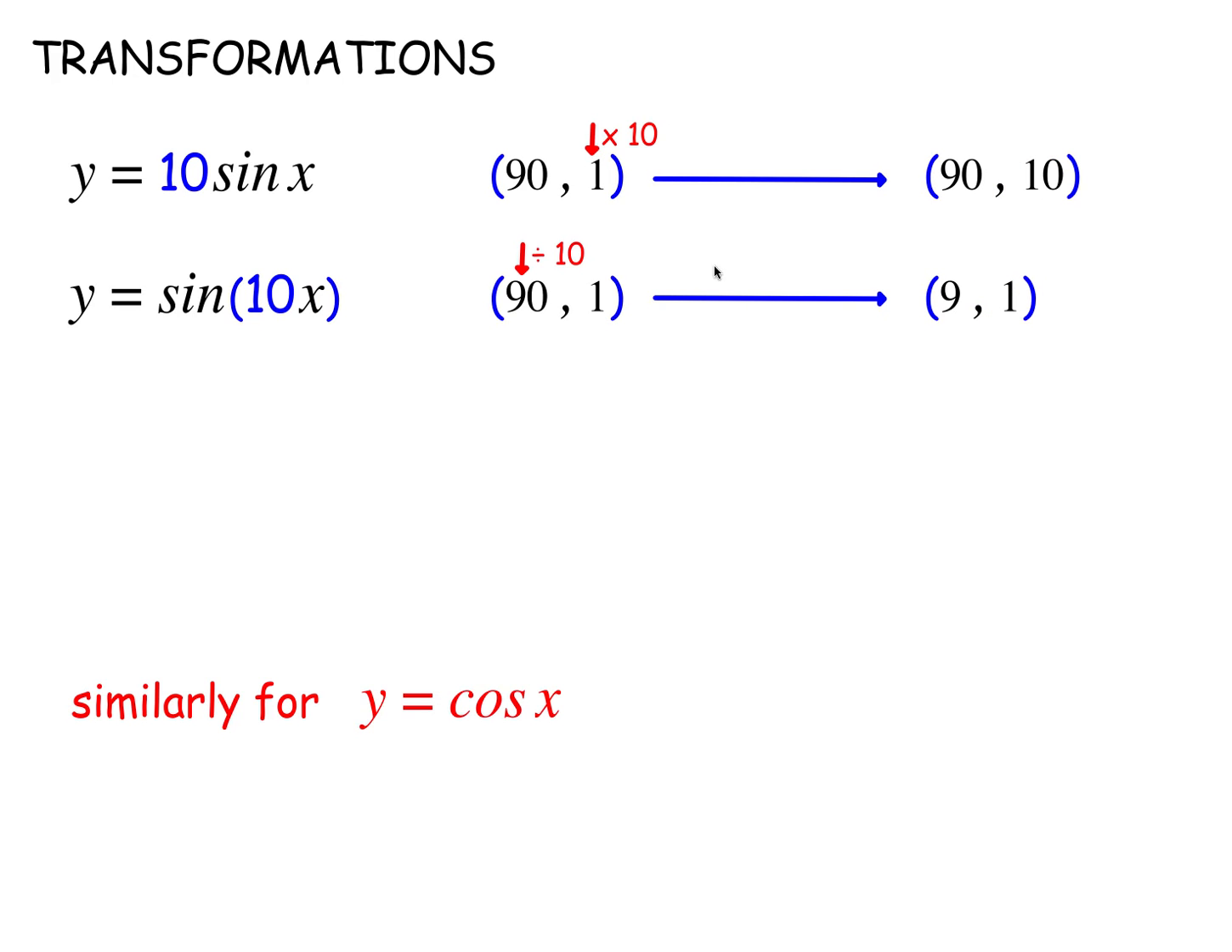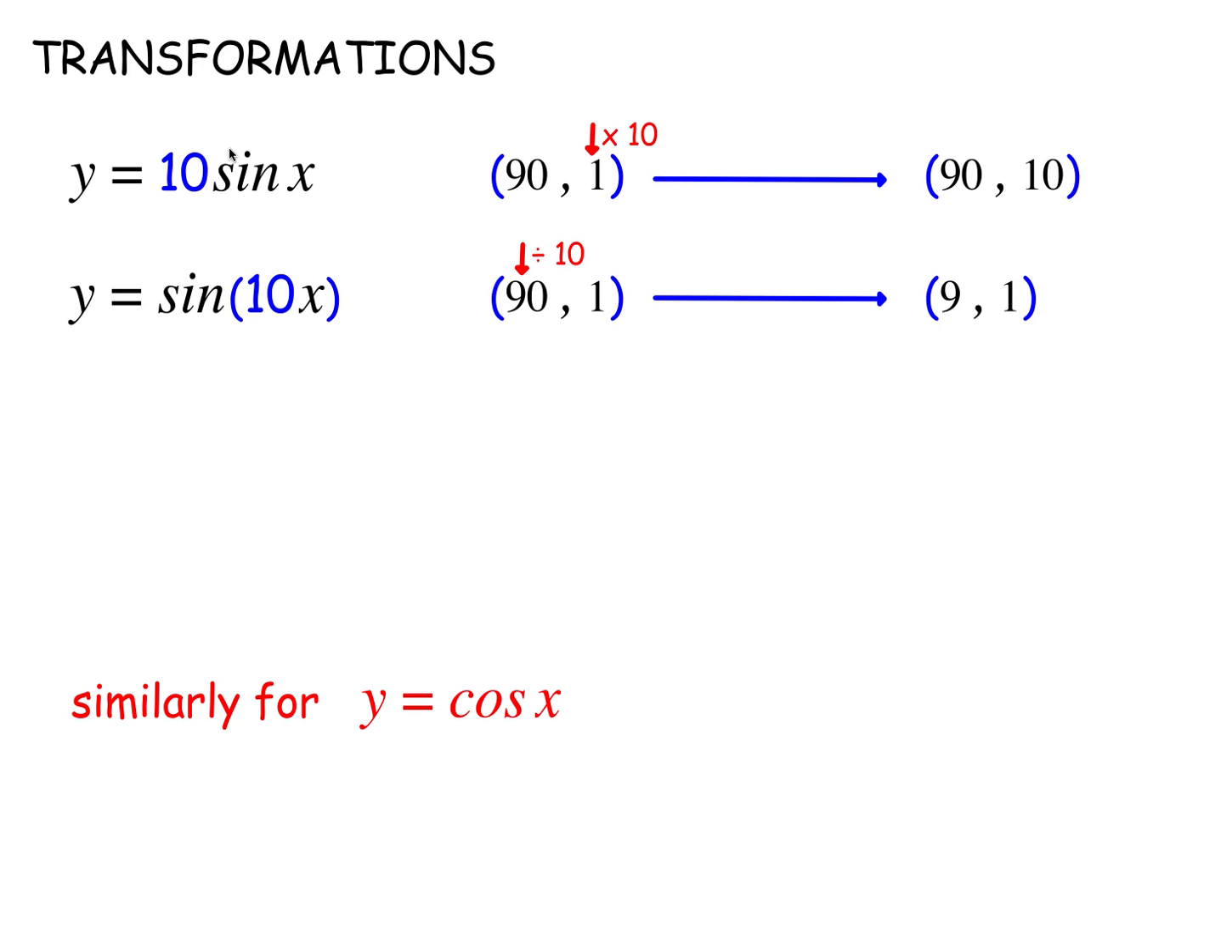Putting numbers in to make it a wee bit more clear. The peak in the sine curve was at 90 degrees, 1. So if you're dealing with y equals 10 sine x, that's 10 times the y coordinate. This 90 degrees, 1 shifts to become 90 degrees, 10. We're multiplying the y coordinate by 10. Here, when it's y equals sine 10x, it's the x coordinate, but in fact divided by 10. So 90, 1 became 9, 1, dividing the x coordinate by 10.